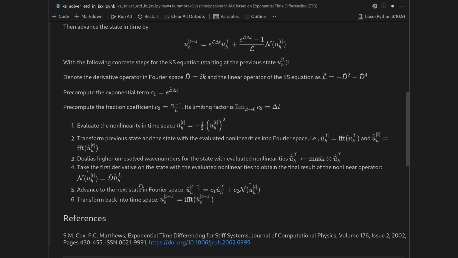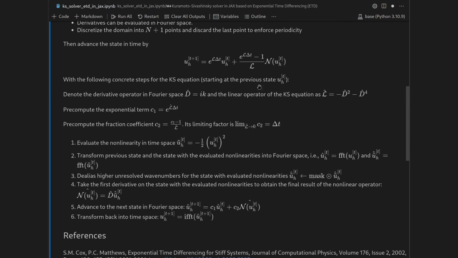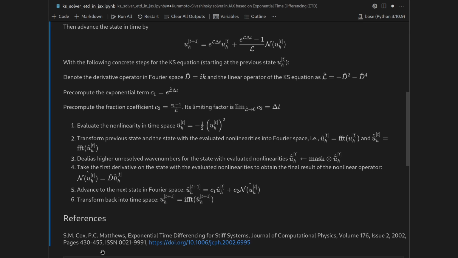Once we then have that computed, we can easily advance to the next time in Fourier space by taking C1 times the U hat from the previous state plus the C2 with this quantity. And this is basically the general form that we also had up here. And now we have the next state in Fourier space, which we can then transform back. And we've also used a nice idea that since we are computing the KS equation, which is real valued, so in time space the KS equation should not take complex values, we can use the real valued Fourier transformation to save some computation here.